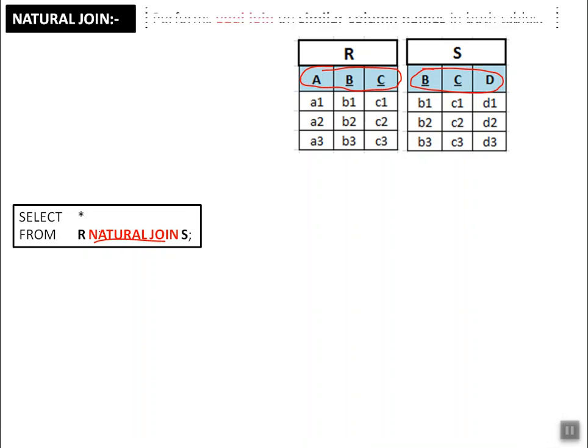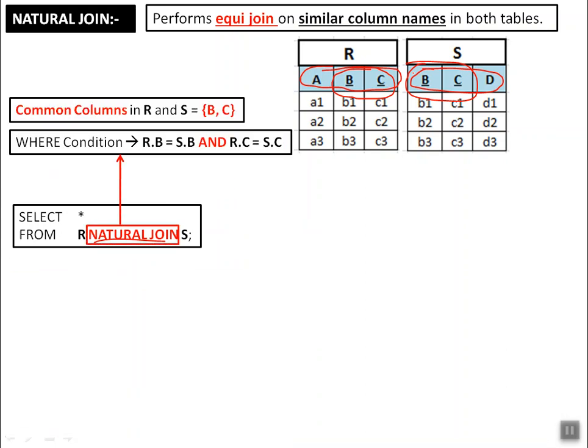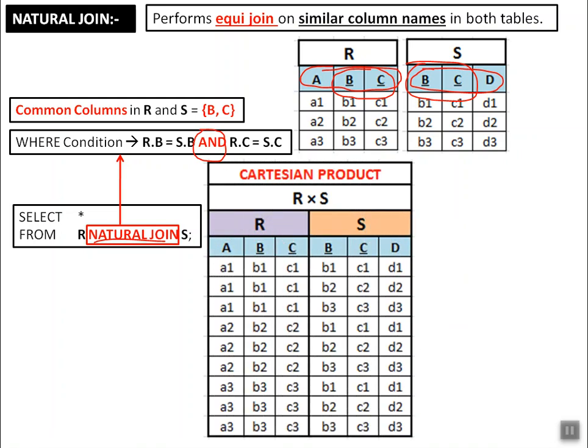Natural join says it is also a type of equi-join, but the where condition will be constructed automatically on similar columns. Between these two tables, how many columns are in common? B and C. It is nothing but equi-join on similar column names. It is a type of equi-join wherein the where condition need not be mentioned. So what is the condition? Columns B and C. This condition will be constructed along with the AND clause. Here is the condition. Please execute the query.